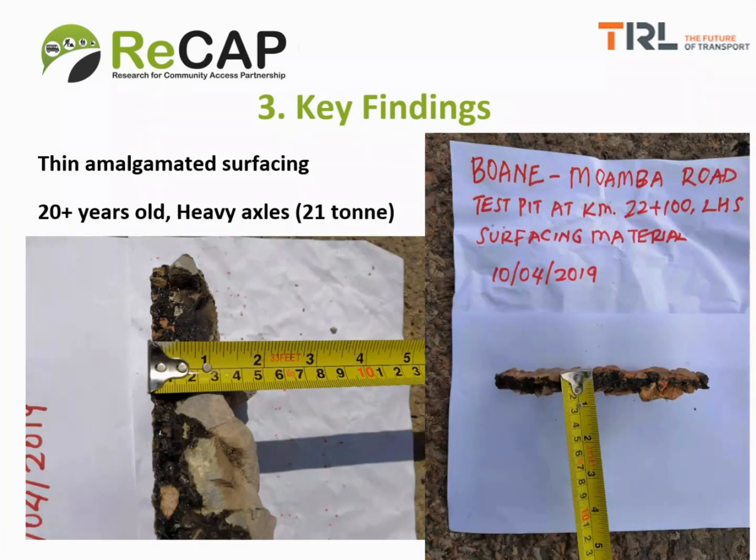Another key finding was that in many of the sections studied, the failures started by initiation of defects on the surfacing or of the drainage. But we did come across some sections with very thin bituminous surfacings, as shown in this photograph. The surfacings had amalgamated with the base material, as shown in the photograph on the left. On the right, you can see that the surfacing is only about 10 to 15 millimeters thick. And yet it had been subjected to severe heavy axles, up to 21 tons, and withstood them for more than 20 years, totaling up to 1.6 million equivalent standard axles carried.